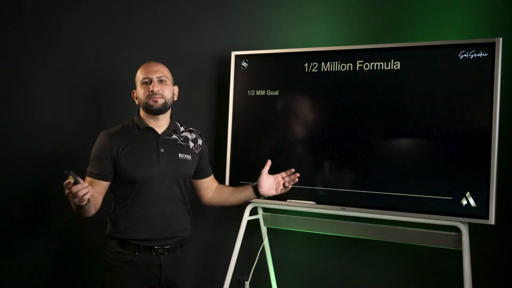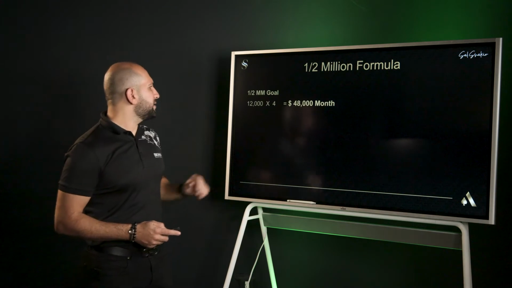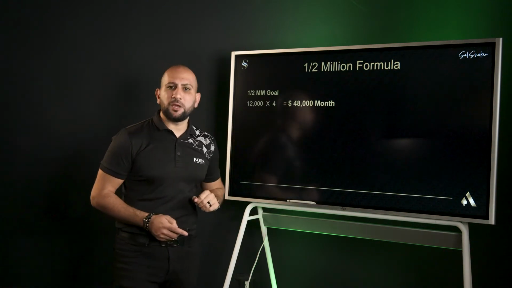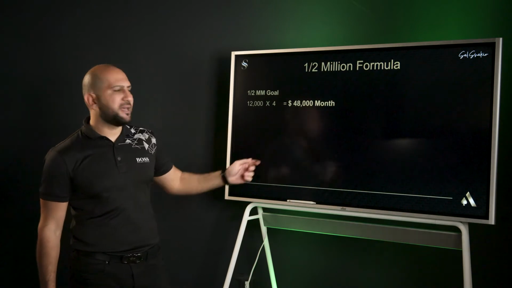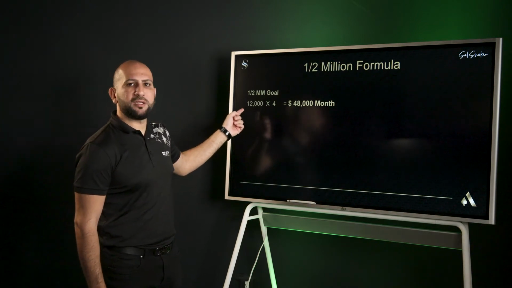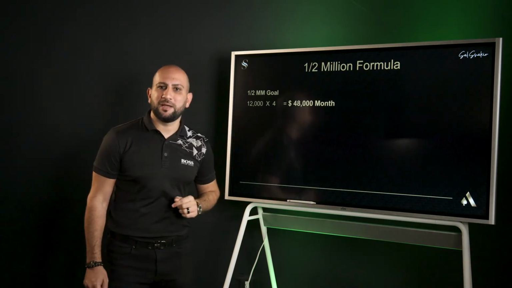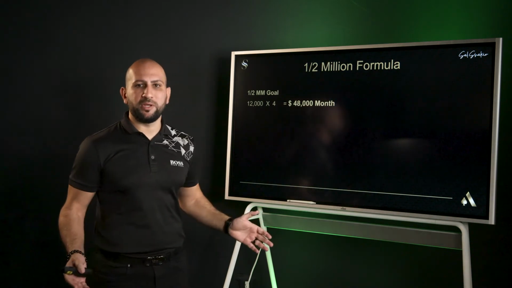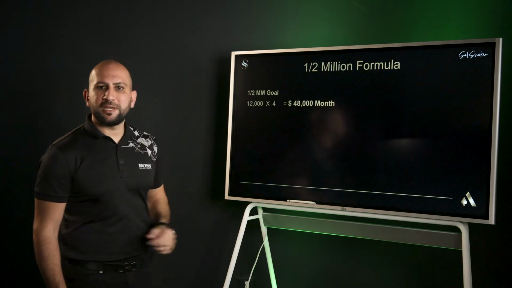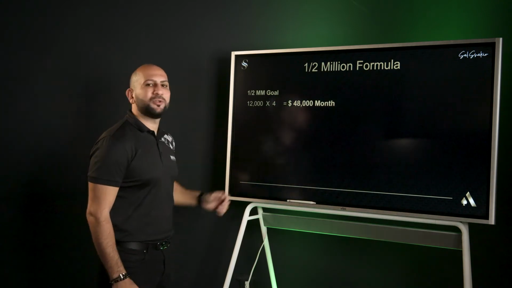So the goal is $500,000. We really need 4 deals of $12,000, equivalent to $48,000 a month to achieve that. And I'm being really conservative with $12,000 deal size. In today's market, you can make a lot more in real estate for 1 deal. But for this class's sake, we're gonna do $12,000.